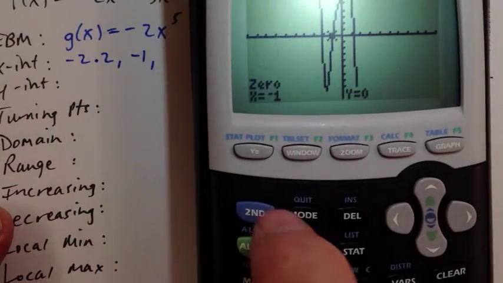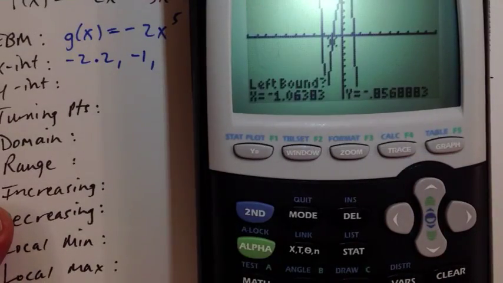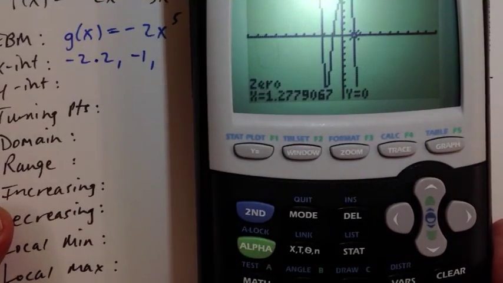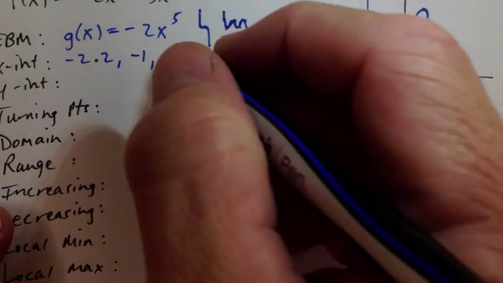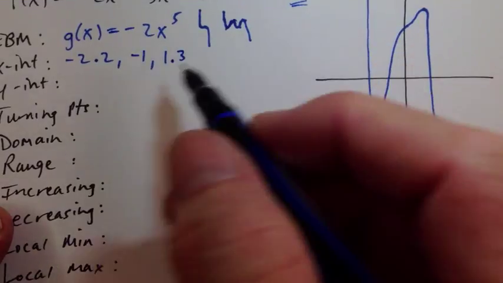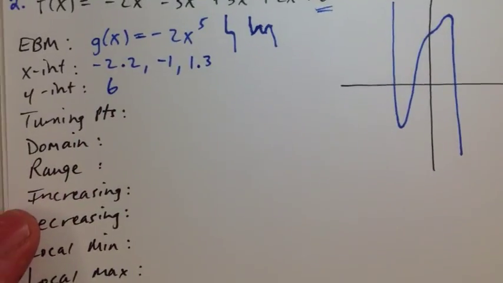And the third x-intercept, so I can calculate zero. A left bound of 0, enter, a right bound of 2, enter, and a guess of 1. So 1.3 would be our other x-intercept, 1.3. A y-intercept we can see of 6, letting all terms go to 0.